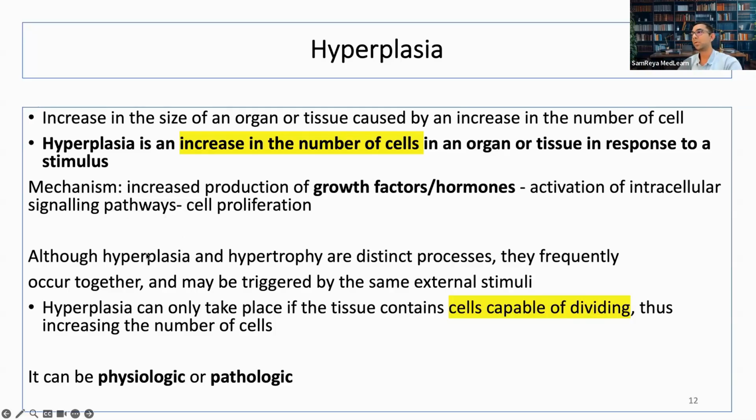Again, I told you hyperplasia and hypertrophy are distinct processes, but they also overlap, sometimes depending on what tissue you are looking at. Hyperplasia happens where the cells are capable of dividing, and thus the cell number increases in that tissue. It can again be physiologic or pathologic, so happening in a normal situation or as part of a disease process. We need to learn the examples for both of these now.